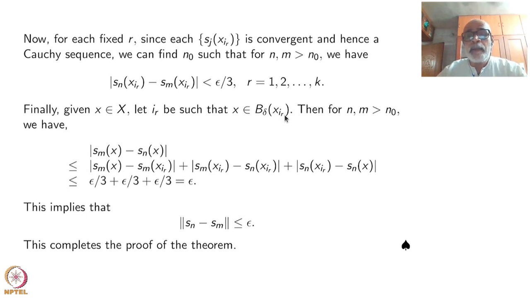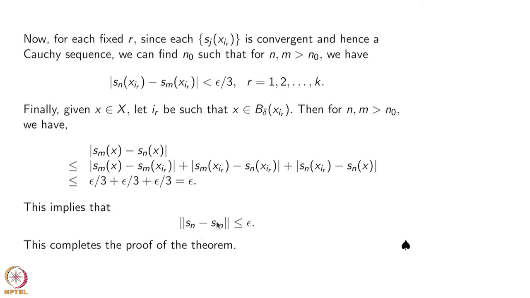But x is inside this ball, so similarly x is inside this ball, which will give you the other two inequalities. So you have epsilon by 3, epsilon by 3, epsilon by 3. This is true for all x in X. The right hand side is independent of x, right? Therefore, the norm of S_n minus S_m itself is less than epsilon. So this means that the sequence S_n is uniformly Cauchy, Cauchy in the norm that we have been using, namely the Banach space norm there. Okay, so that is a proof.